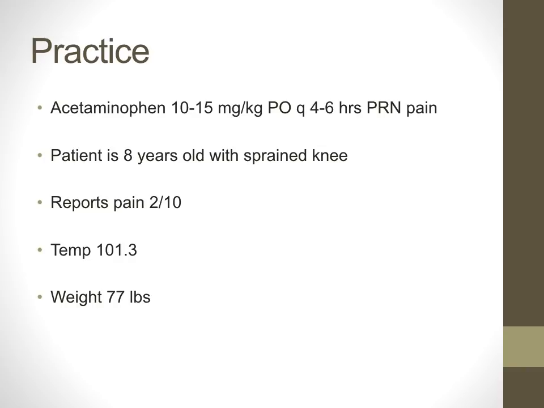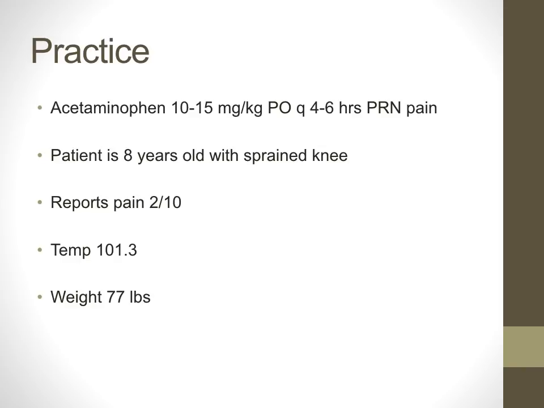So let's take some practice here. Okay. We have acetaminophen, which is the generic name for Tylenol, 10 to 15 milligrams per kilogram PO every 4 to 6 hours PRN for pain. Is this a complete order? What are we missing?